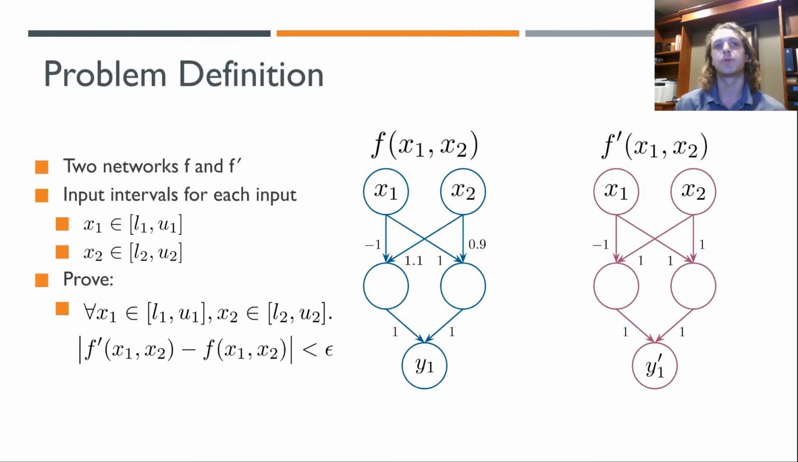So now we can define the problem we're interested in. Given two neural networks, f and f prime, and an interval for each of the inputs to the network that describes the input space that we're interested in, we aim to prove that the difference between f and f prime is bounded by epsilon for any input in our input space.